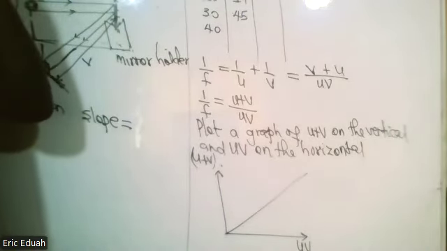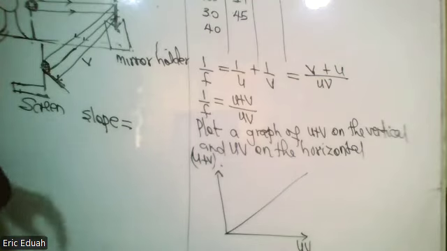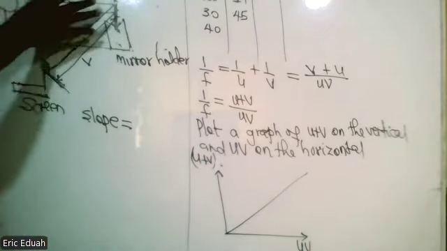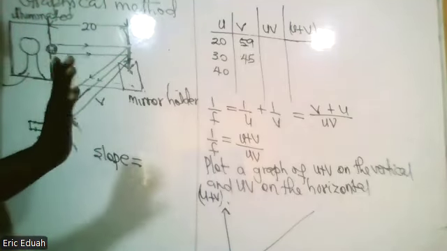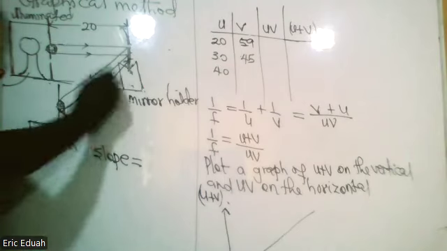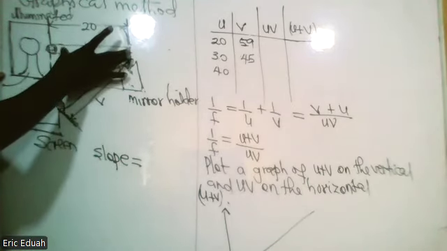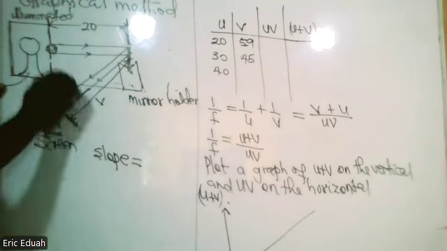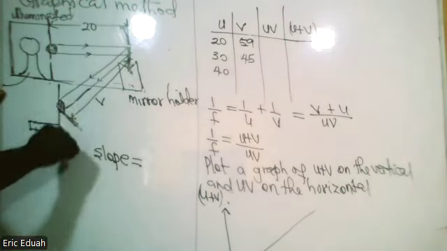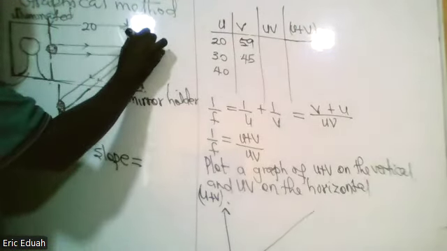I wanted to ask that if the U is 20, does it mean that it's at the 20 and they are shifting the mirror to get an image? Will it still be at the 20 while they are shifting, or will the 20 change? We are keeping the distance between the object and the mirror constant, but we need to move the screen so we have a sharp image of this object formed on the screen. So for each U, this distance must be kept constant. All that you need to do is move the screen so you have a sharp image of the object formed on the screen. Then you measure the distance between the screen and the mirror.